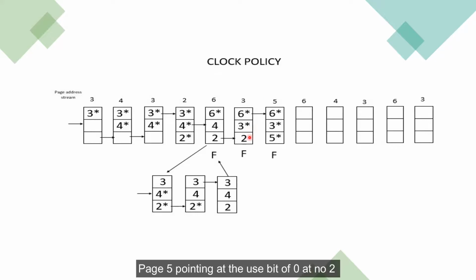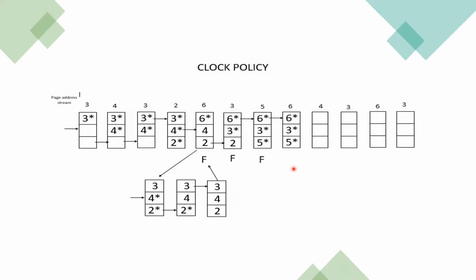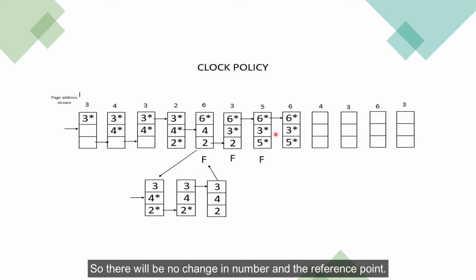Page 5 is pointing at the use bit of 0 at number 2, so it can be replaced here by 5 with bit 1. The reference pointer will be at 0 and this page will be a page fault. The next requested page is 6, but 6 is already in the memory, so there will be no change in the number and the reference pointer.